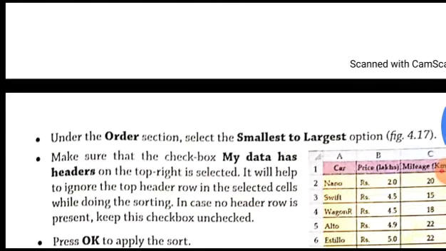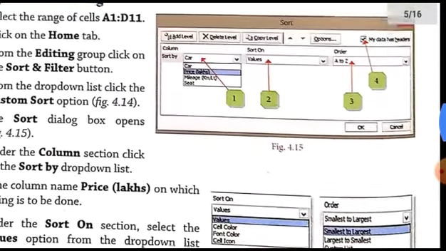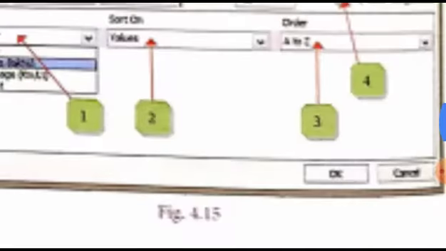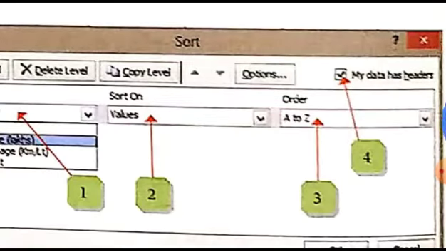Now one more thing we have to make sure. You can see at the top right corner the my data has headers checkbox, numbered 4 here. This is also a very important checkbox. If your data has headers, you have to make sure that this checkbox is always selected. Otherwise, you can leave it unchecked.